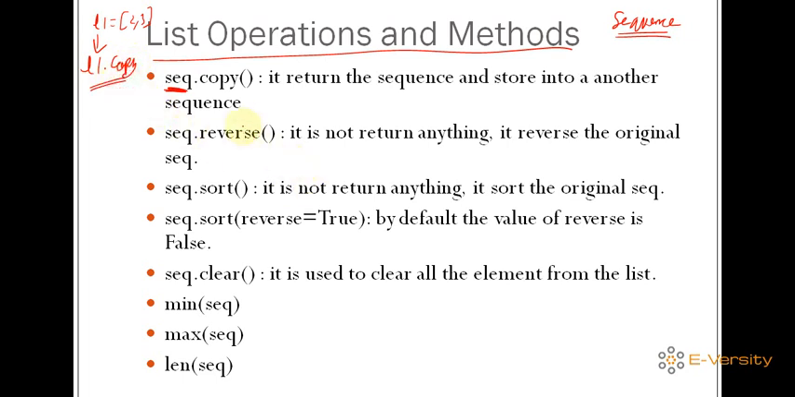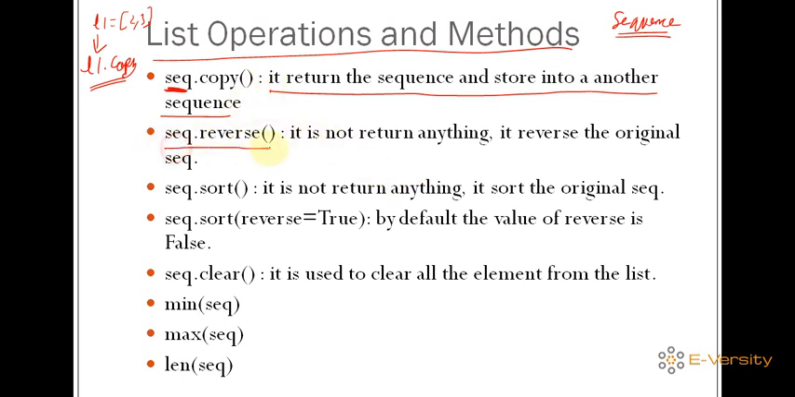Okay, we can discuss one by one. So sequence dot copy returns the sequence and stores it into another sequence. That means if you want to create another sequence, a copy from one sequence, you can use the copy function.